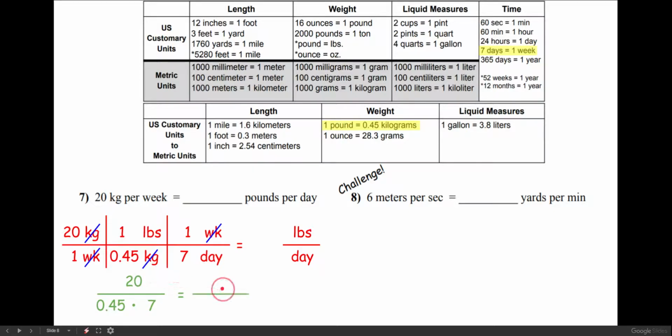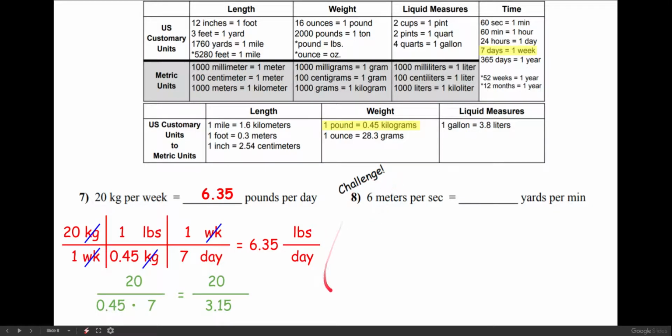You may have to do the product of the top first, which is 20, and the product of the bottom, which is 3.15. So see if doing 20 divided by 0.45 divided by 7 is going to get you your answer, which is 6.35. Or you may just have to multiply the bottom out first and do 20 divided by 3.15. See which works for you. I know I've said that again and again, but it's important.